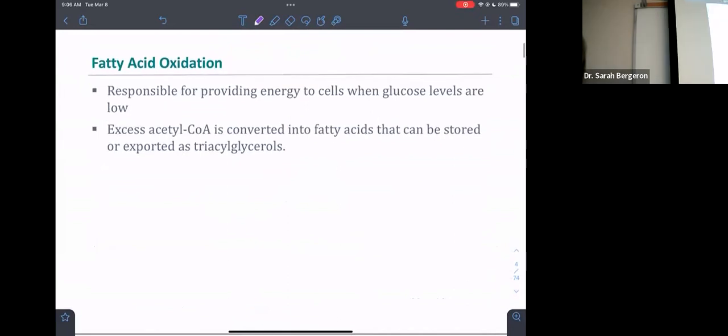Okay, so the opposite is true. If we consume too many precursors of acetyl-CoA, that acetyl-CoA is going to be converted into fatty acids, and then we can export them, store them, that kind of stuff. So when we talk about fatty acids being responsible for providing long-term energy, how long are we talking here? If you go a couple hours without eating, is your body going to revert to fatty acid degradation? No. What are you going to revert to then?